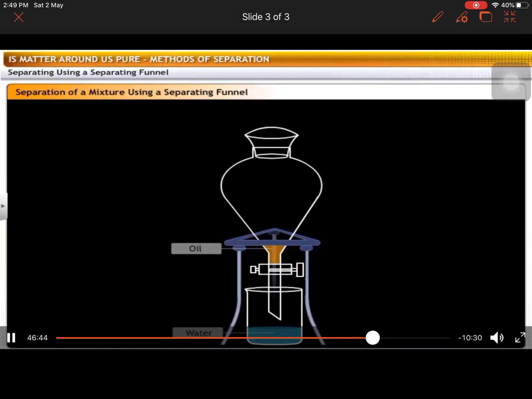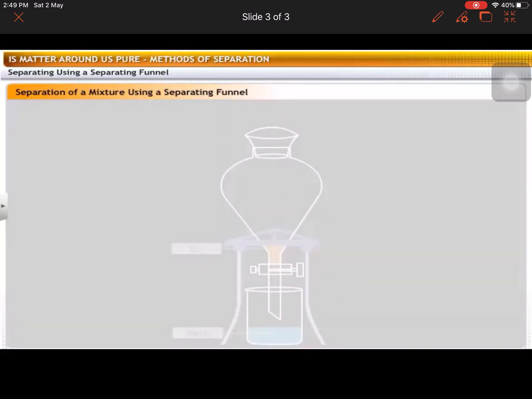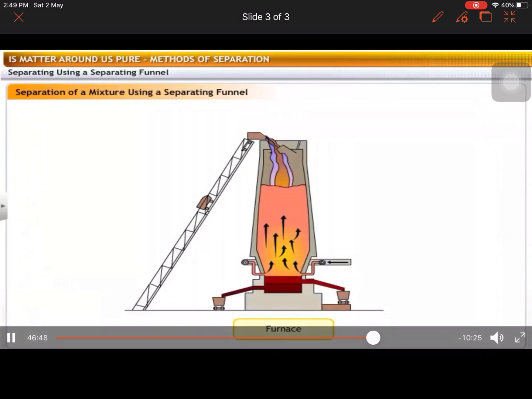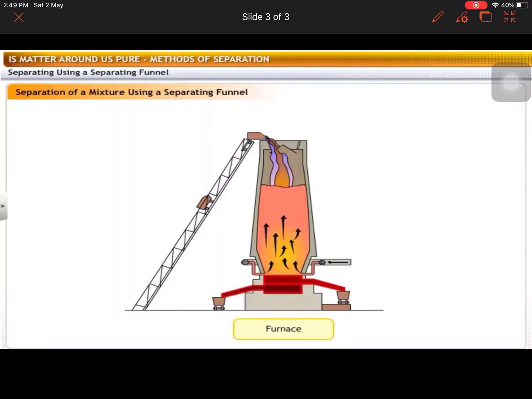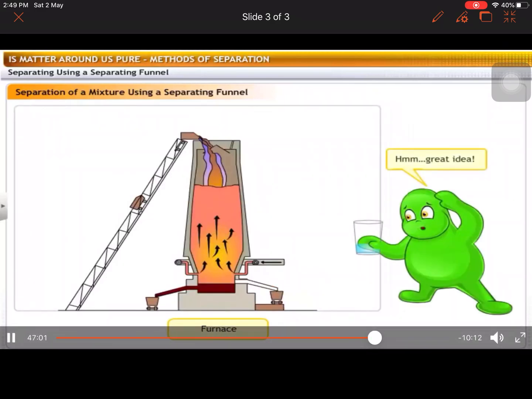In fact, the same method of separation is used to extract iron from its ore. The slag and molten iron form two distinct layers inside the furnace. The lighter layer of slag is removed from the top and the molten iron gets left behind. Oh, great idea. Noted.